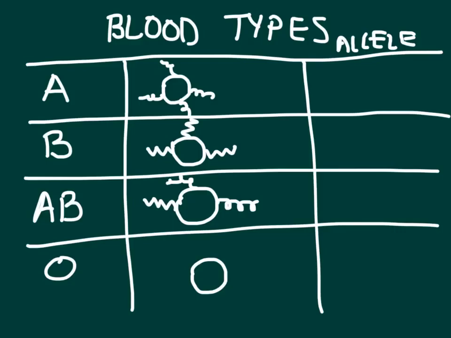So, type O blood, poor friends with type O. Guess what the only blood type they can receive is? O. They can't get A, they can't get B, they can't get AB. They only get O. But everybody else can receive type O blood.